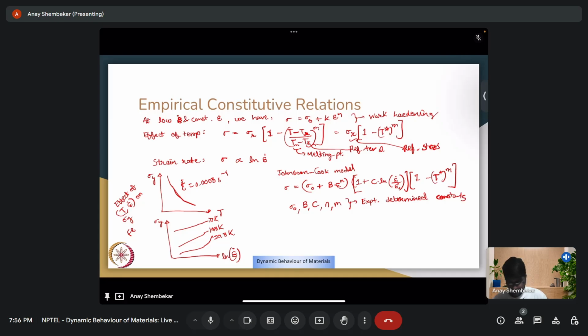And what you have is that this Johnson-Cook model could even substitute epsilon dot naught, the reference strain rate, to be 0. This Johnson-Cook model works well for a number of metals, which is why it's a popular choice in modeling deformation in metals.